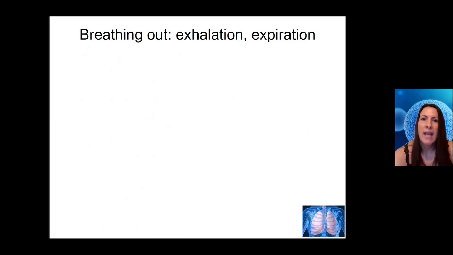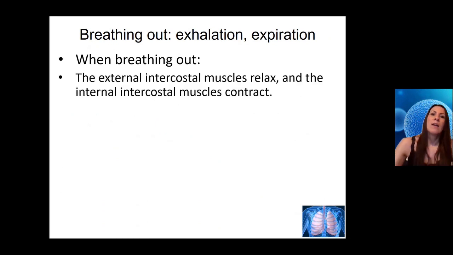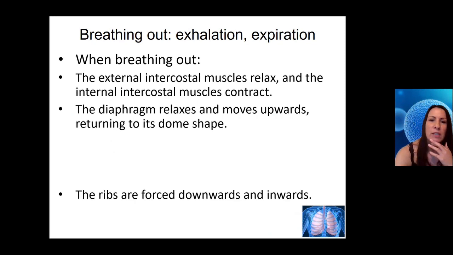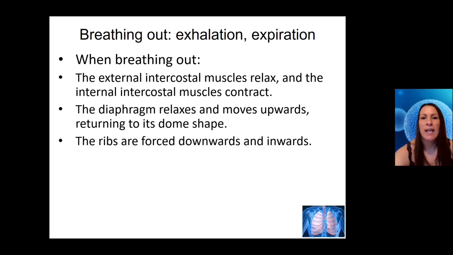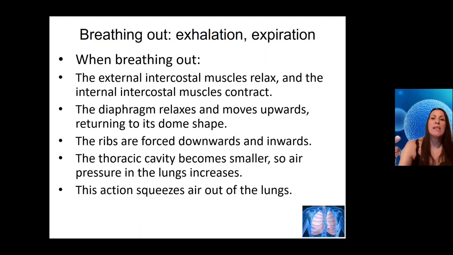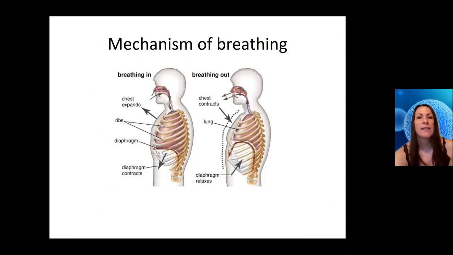When we breathe out, or exhalation, we are relaxing those external intercostal muscles, the muscles between the ribs, and the internal intercostal muscles contract. So we've got external intercostal muscles outside the ribs and internal intercostal muscles inside the ribs. So the diaphragm relaxes and moves upwards, returning to its dome shape. So when it's relaxed, it looks like that dome-shaped sheet of muscle. It decreases the pressure in the chest cavity. The ribs are forced downwards and inwards, and the thoracic cavity becomes smaller. So air pressure inside the lungs increases, and this causes air to be squeezed out of the lungs back into the atmosphere to equalize the pressure.